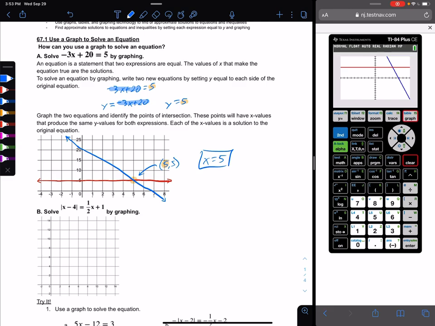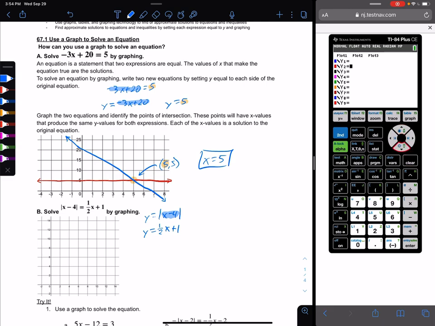So you're going to hit the clear button, right? Everything will go back to the original spot. For this one, our two equations are y equals the absolute value of x minus 4, that left side, and then y equals 1/2 x plus 1. We do want to be careful with how we enter these in the calculator, but you're going to hit that Y= button again, and let's clear out what we already have typed in there.